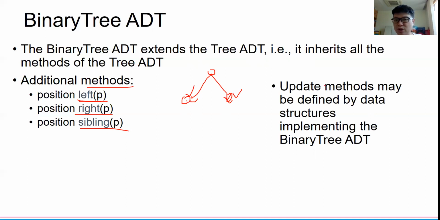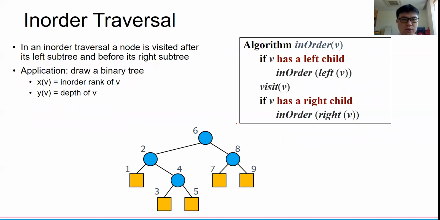So the update methods may be defined by the data structure implementing the binary tree ADT. So you can also define your own methods for the binary tree. The binary tree is also considered for traversal because we have only 2 children, so there will also be some ways to travel through the tree.